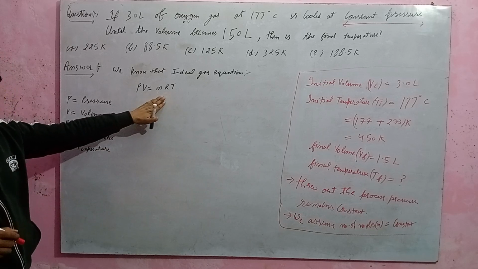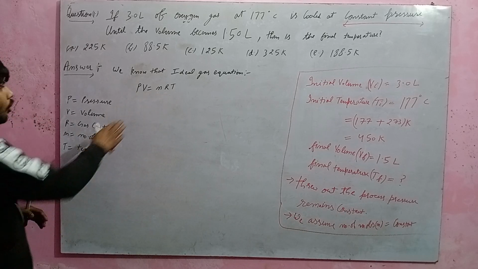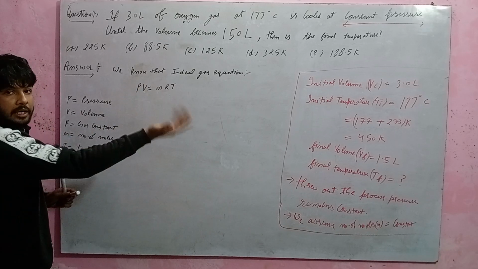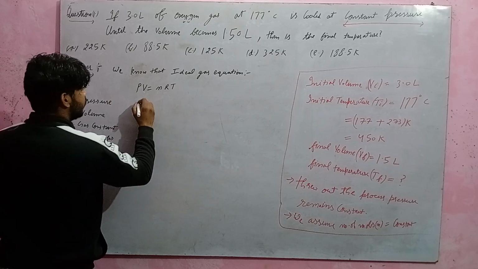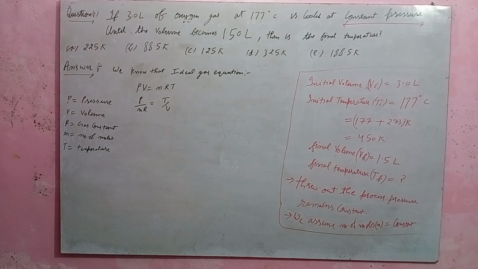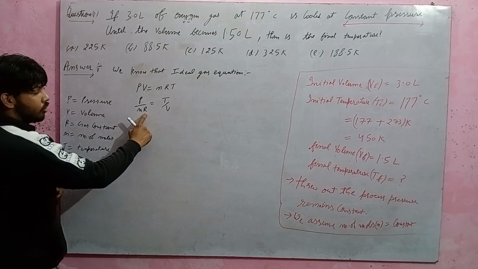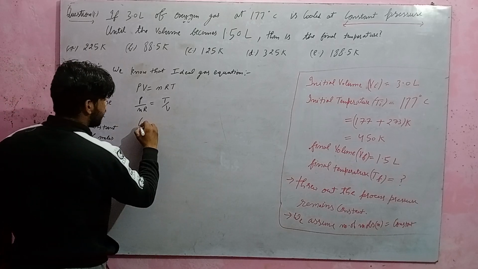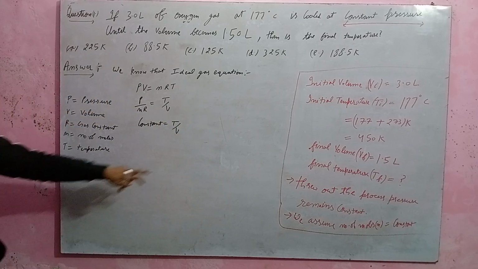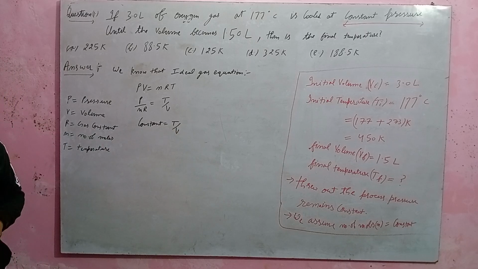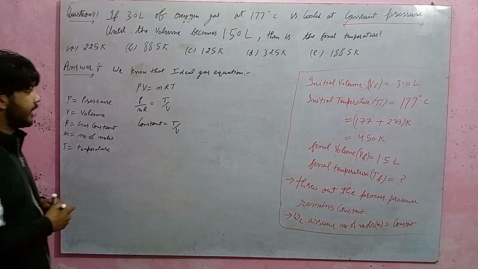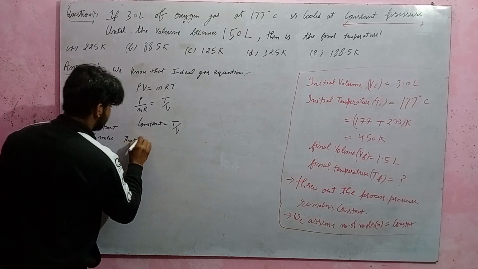So take the constant terms on one side and all the variable terms, which change with the process, on the other side. So P upon NR and T upon V. We know that P is constant, N is constant, R is constant, so all these quantities are constant. So the ratio of T by V is equal to a constant. That means the ratio of T by V never changes.